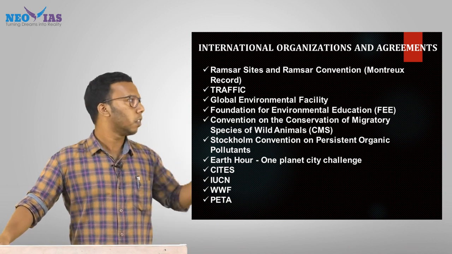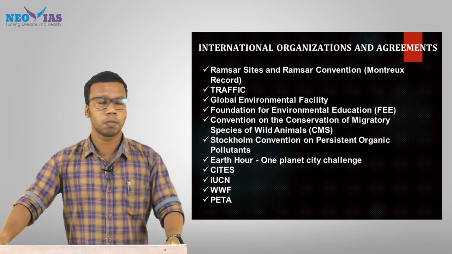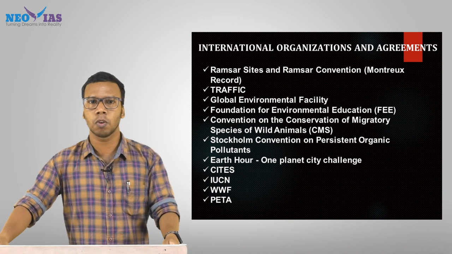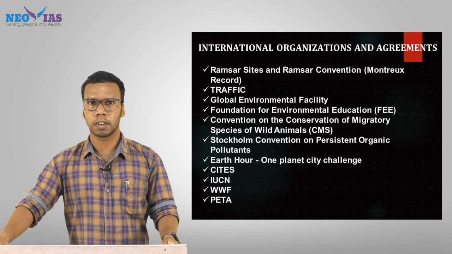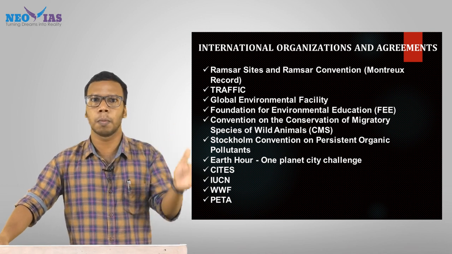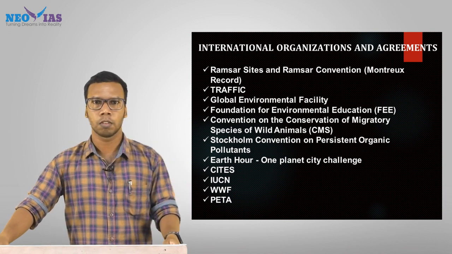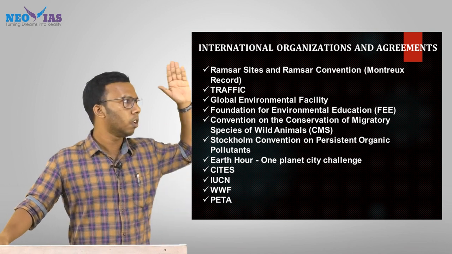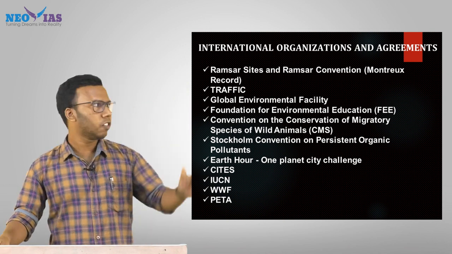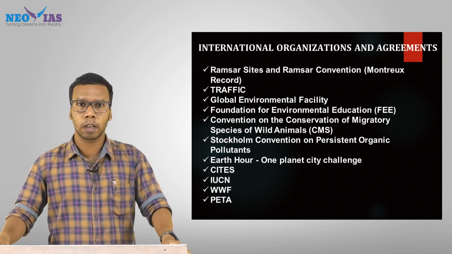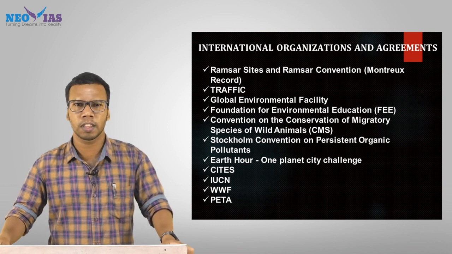You need to know the recently included Ramsar sites and also the total Ramsar sites. Then TRAFFIC was in news, along with the Global Environment Facility and the Foundation for Environment Education. The Foundation for Environment Education was in news because India got 8 sites with Blue Flag certification, which is given to marinas or beaches by the Foundation for Environment Education. You need to know these 8 sites. TRAFFIC was in news because it recorded an increase in wildlife poaching in India during the lockdown period.